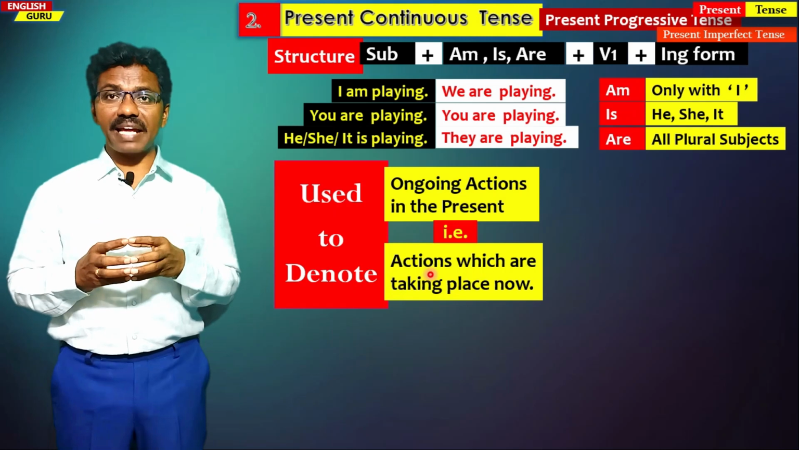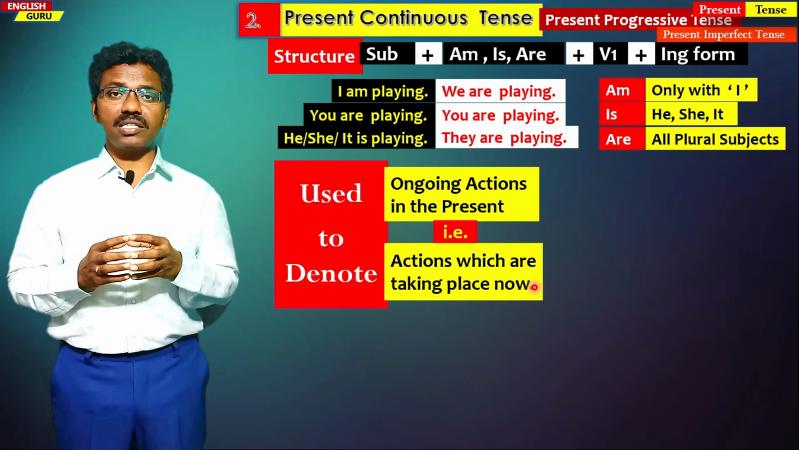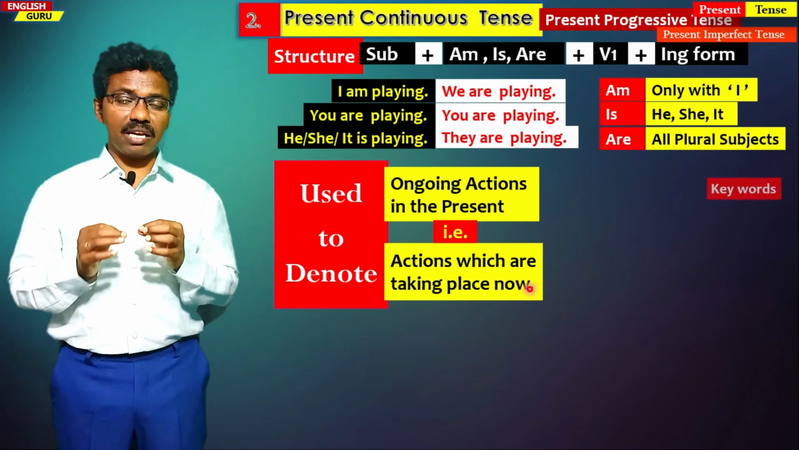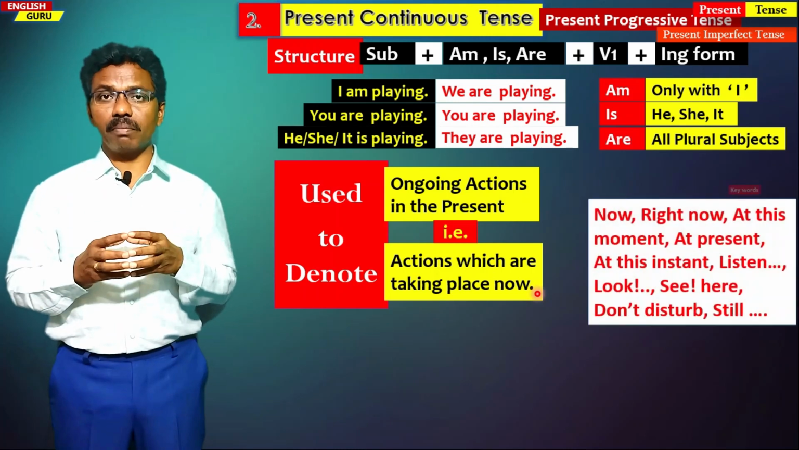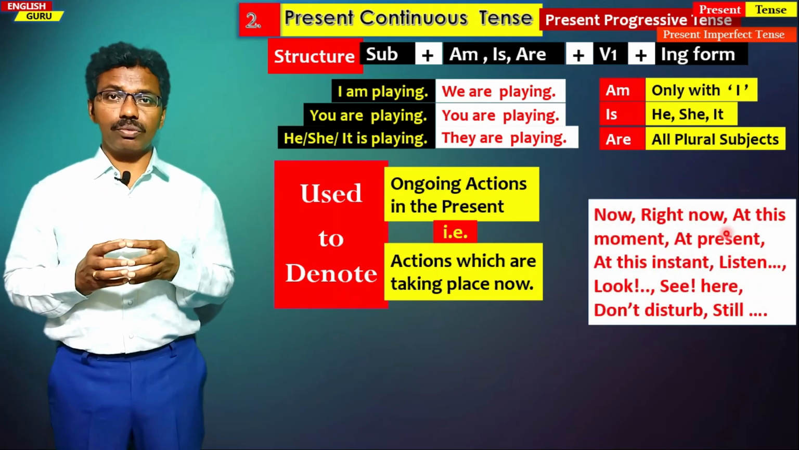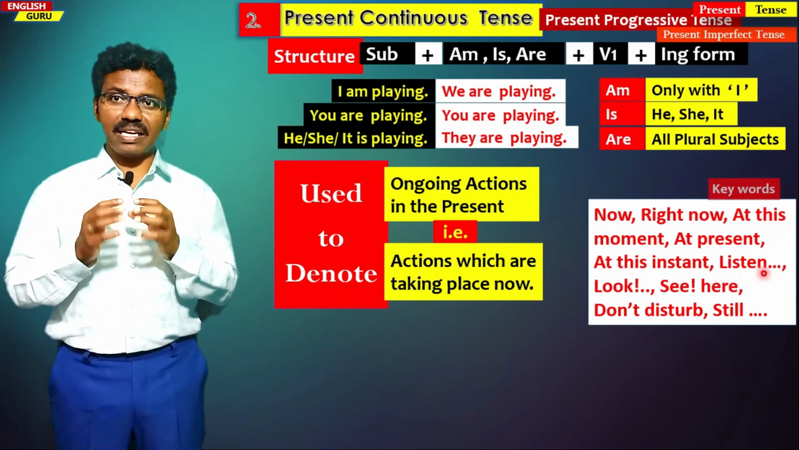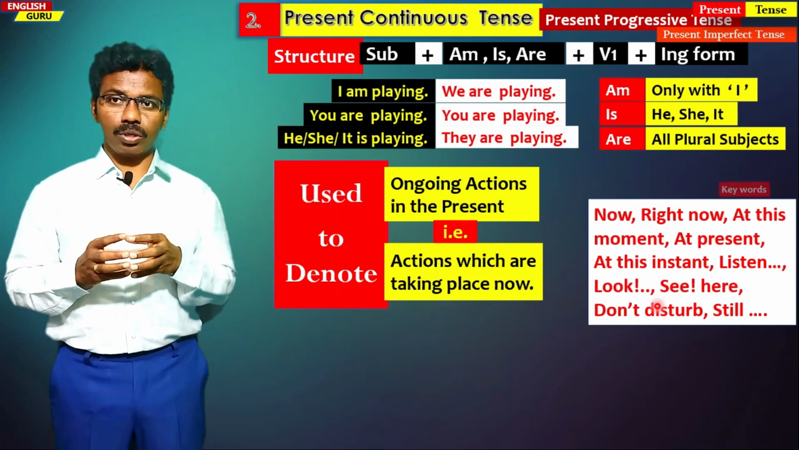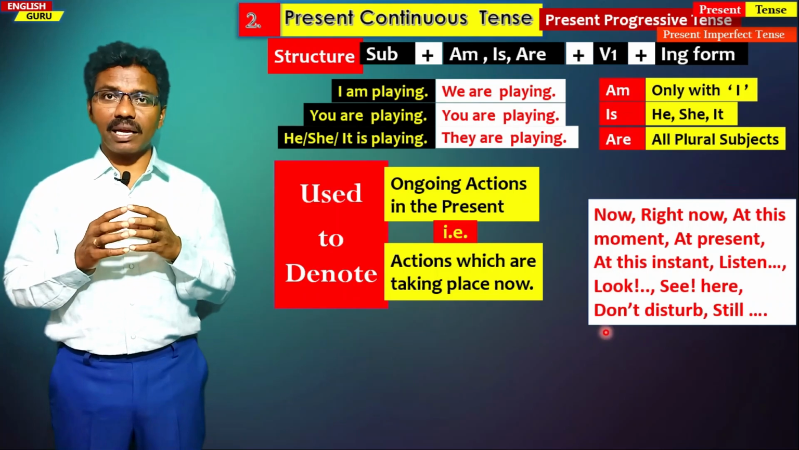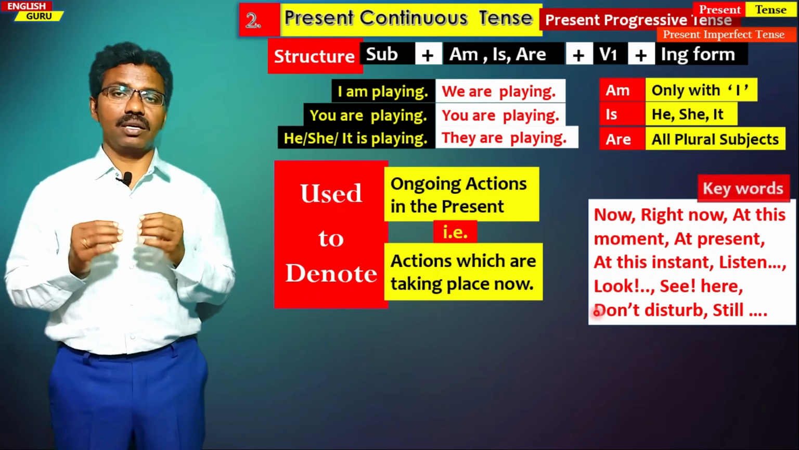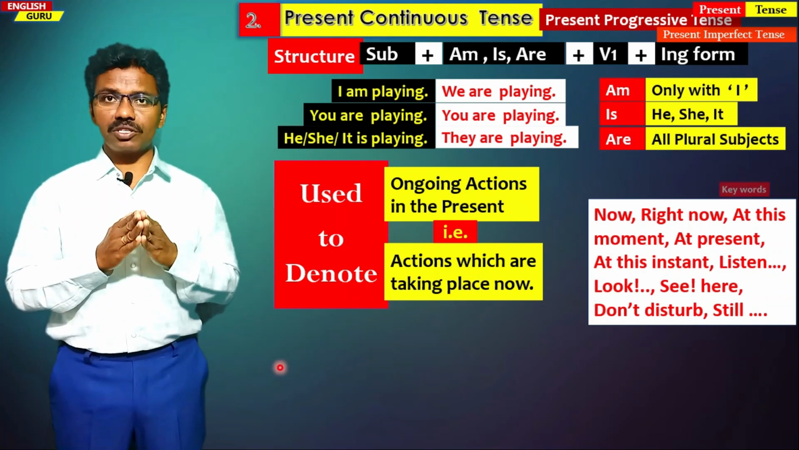So for such kind of activities, we use present continuous tense, and there are certain keywords. These words help us to use this sentence in an effective manner. They are now, right now, at this moment, at present, at this instant, listen, look, see here, don't disturb, till. These are all the different words which will help us to use this particular tense in a better manner. And let us see some examples of how this particular tense is used.